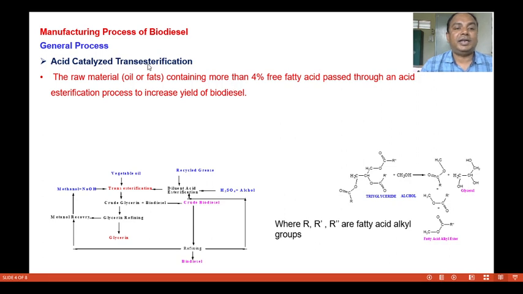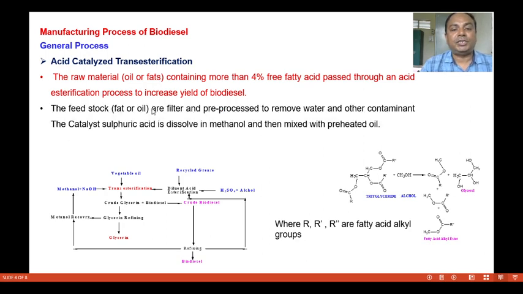Acid catalyzed transesterification is done on the raw material when the raw material contains more than 4% free fatty acids. So when more than 4% of free fatty acids are there in a raw material, what we do is transesterify in the presence of acid, so that the ester gets converted into another ester. That ester is biodiesel.